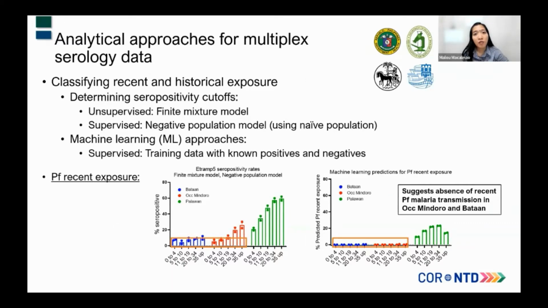For results, for the PF recent exposure, we found that as expected, using a single marker such as eChamp5, which is a recent exposure marker, can show some background seropositivity. But this was improved with machine learning predictions, which showed 0 to almost 0% recent exposure prediction for Occidental Mindoro and Bataan, which agrees with what we know about their status.